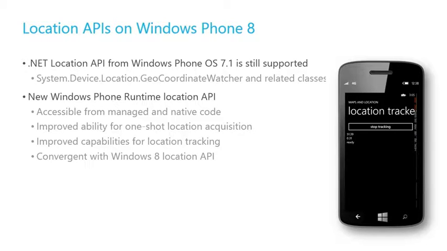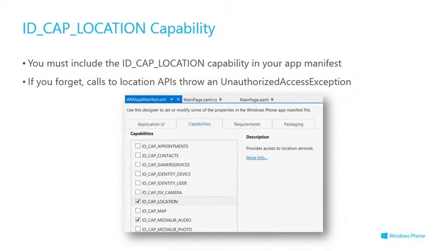Improved ability for just getting your current location. That was kind of tricky with the GeoCoordinateWatcher. If you just wanted to find out where you were, you had to start up a GeoCoordinateWatcher, start catching position changed events, and check that the positions you were getting sent weren't stale and cached, and then you could get the location. It wasn't that easy. So there is now a method to get the one-shot location in the API, and we've got improved capabilities for location tracking. You need to check the ID_CAP_LOCATION capability to use this. If you call one of those APIs without it, you're going to get an unauthorized access exception.